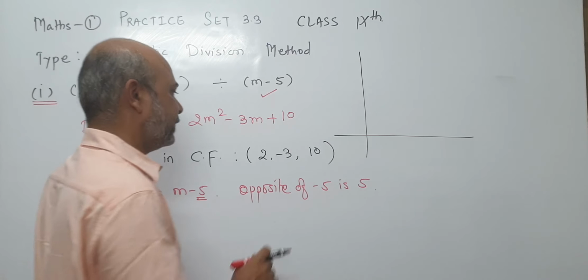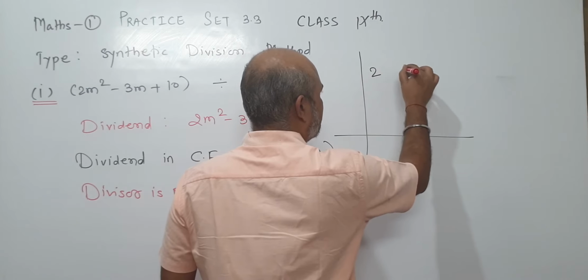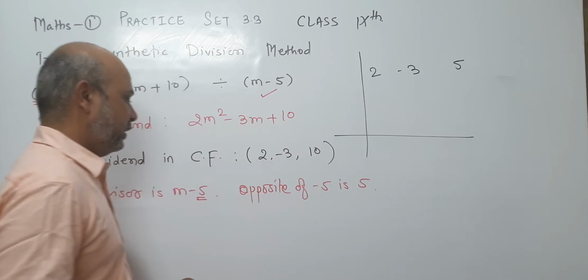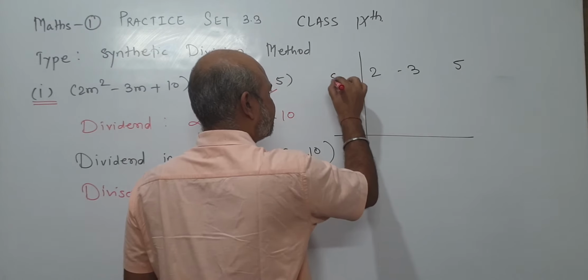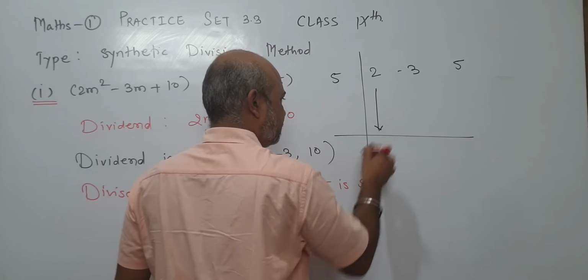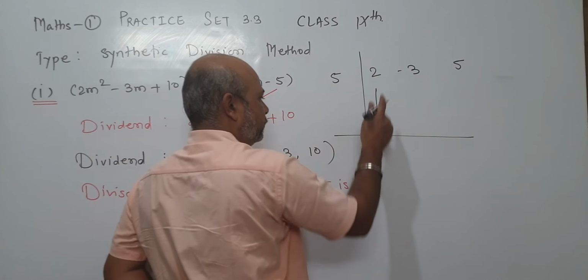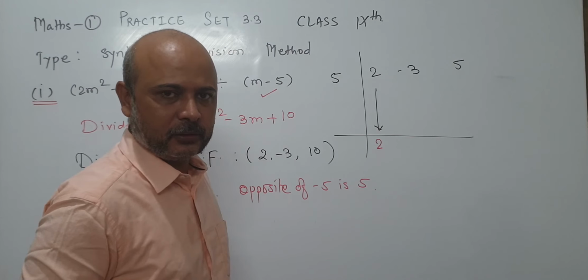First we'll write the coefficient form of dividend. This is what? 2, minus 3 and then 10. And for divisor, the opposite of minus 5 is plus 5. So this is what? 2. Just you write down this 2 here below the arrow.